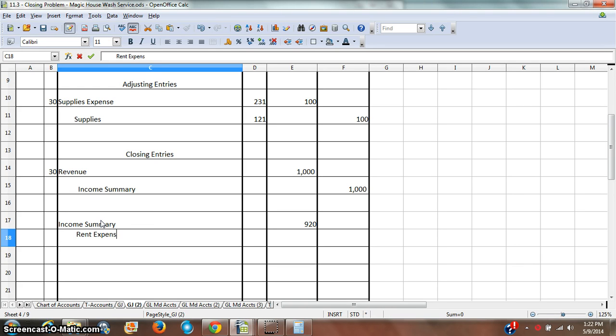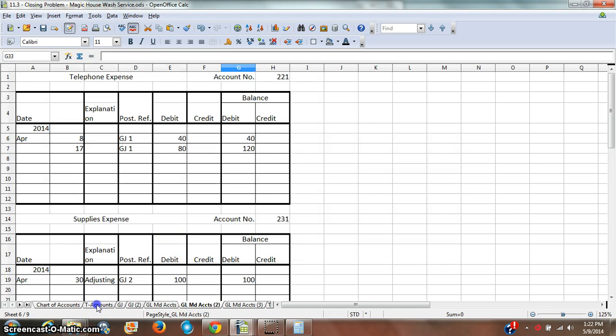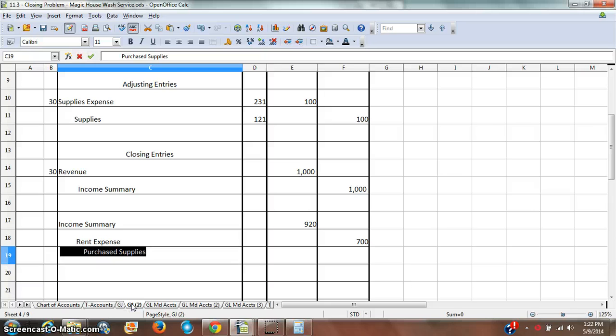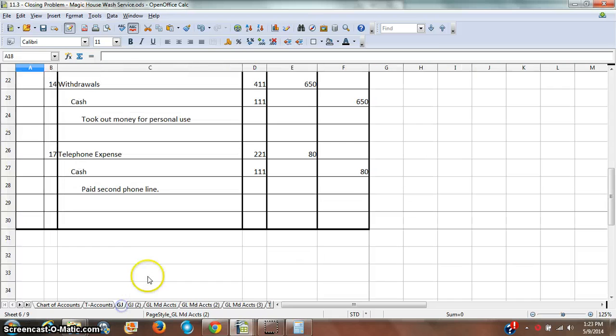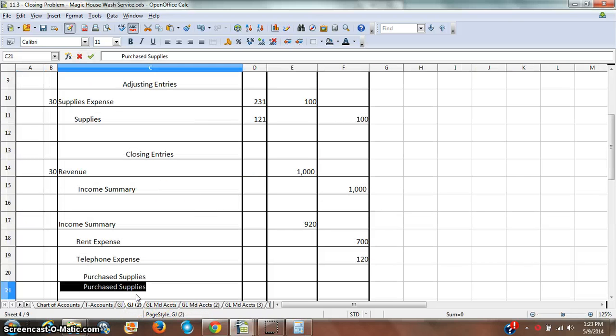Rent expense 700. And then telephone expense was 120. Sorry. Yeah. There we are. Telephone expense 120. And now one more expense. Supplies expense, $100.